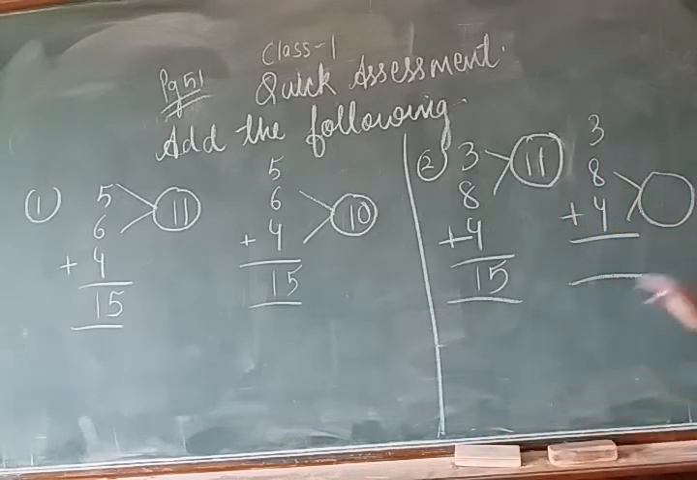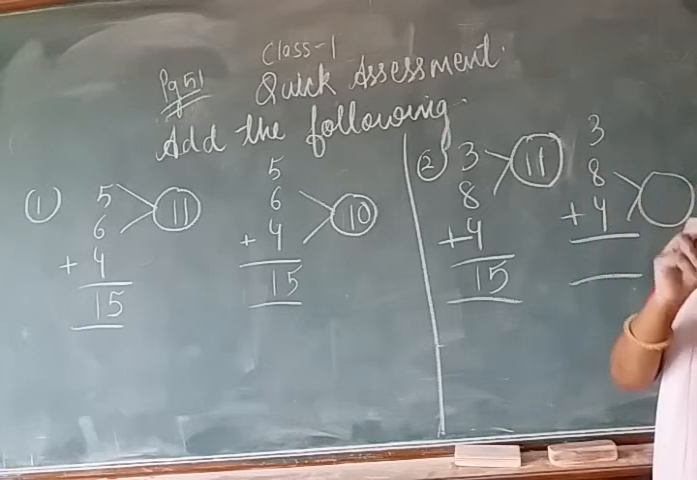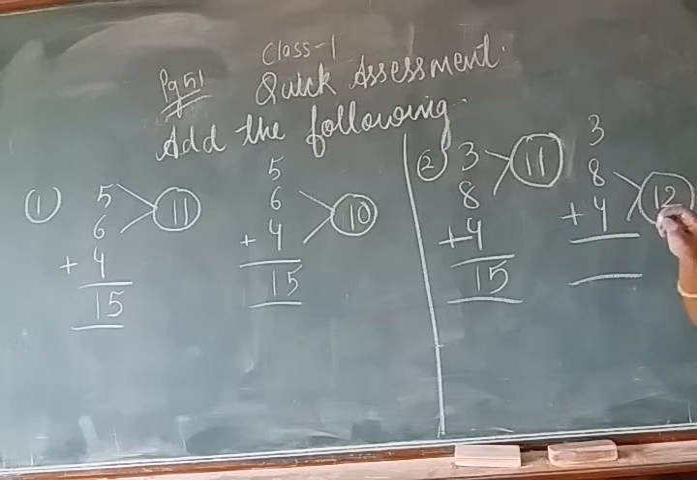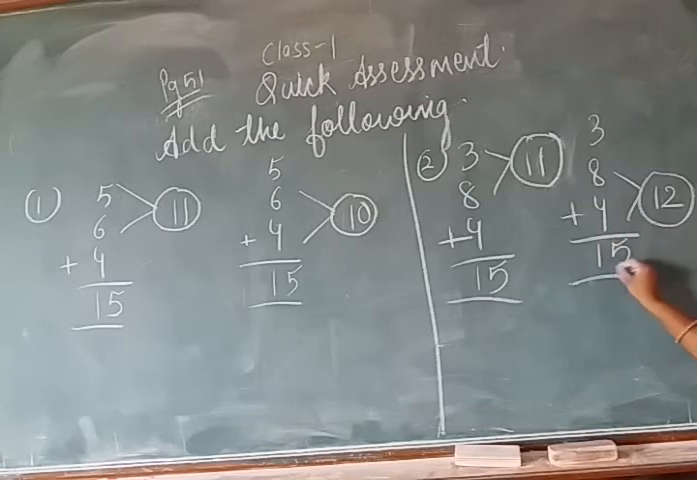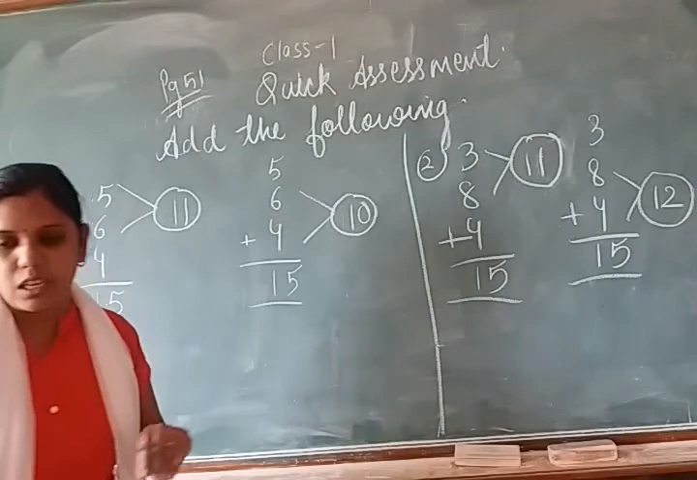Now come to the next question. So first add 8 plus 4. So take out 4 fingers and count after 8: 9, 10, 11, 12. So write here 12. Now 12 plus 3. So take out 3 fingers and count after 12: 13, 14 and 15. So in this way both the answers are same. Here also both the answers are same.